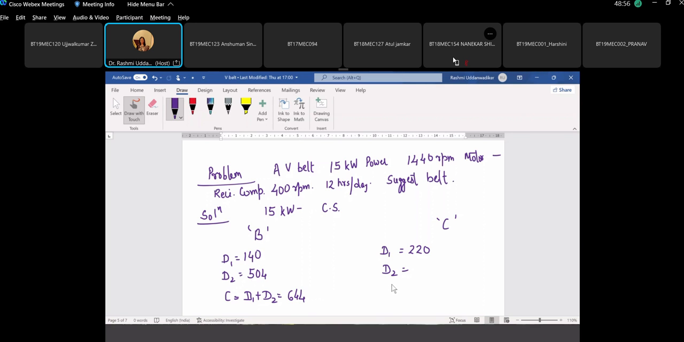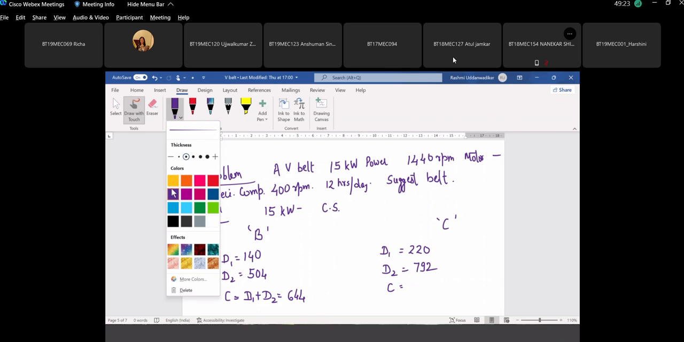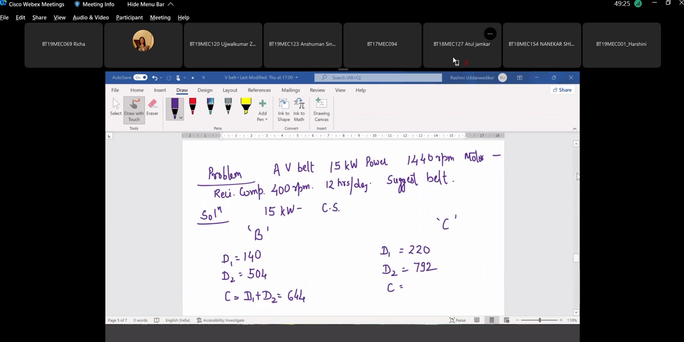What is D2 for C section? 792 mm. D2 is 792. And the center distance? 1012. Others, please confirm.